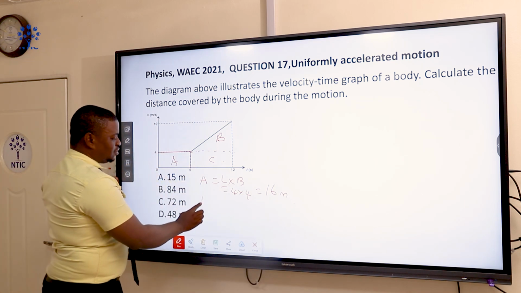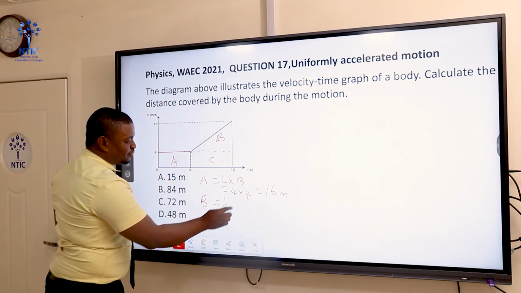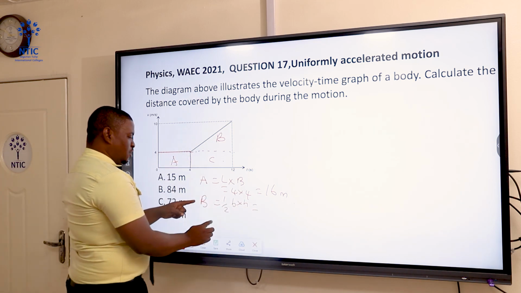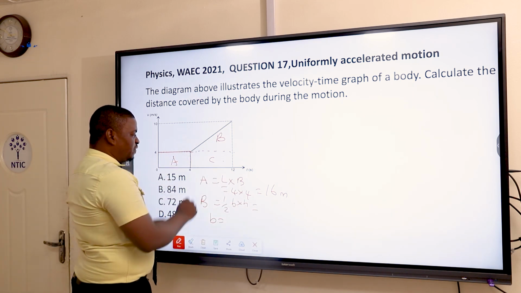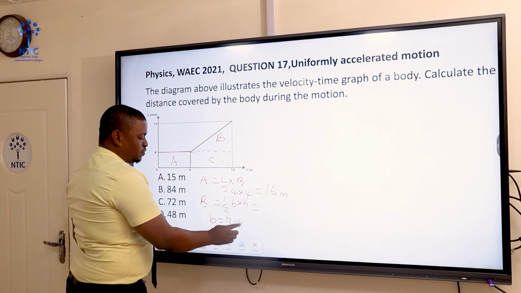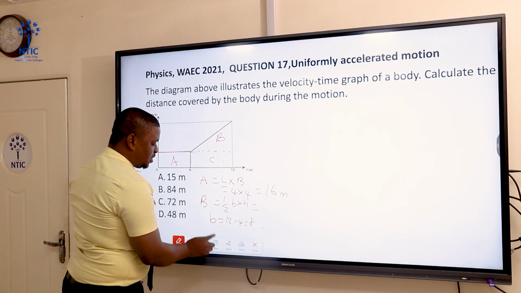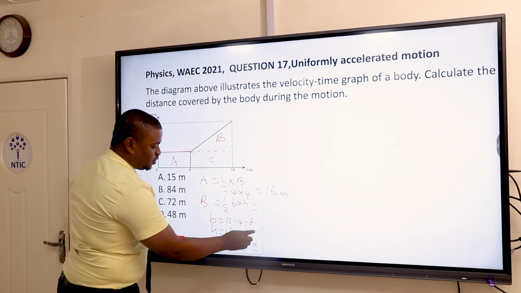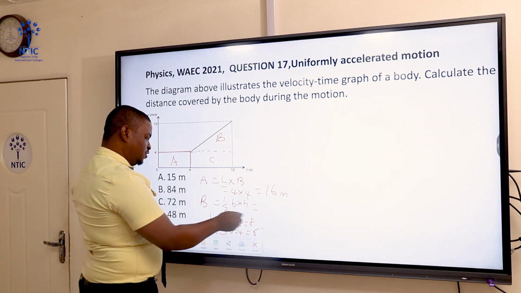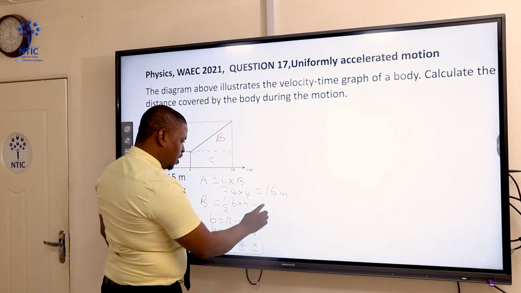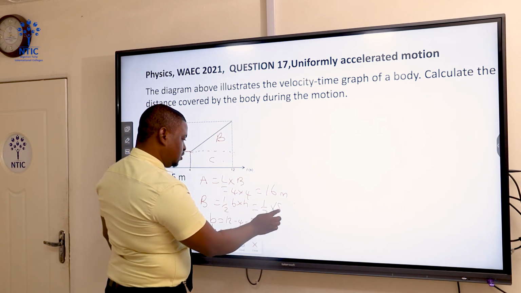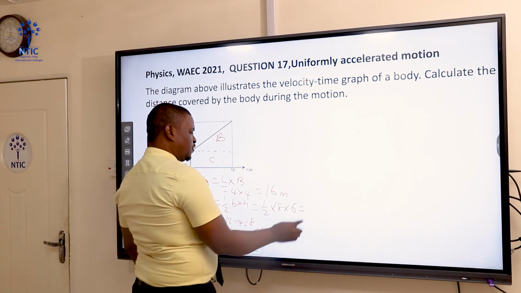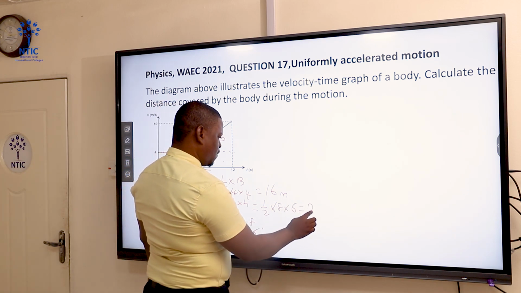Area of B is a triangle, which is half base times height. The base of B is 12 minus 4, which is 8. The height is 10 minus 4, which is 6. Now, if I do that, I'm going to have 1 over 2 times 8 times 6. That will give me 4 times 6, which is 24.